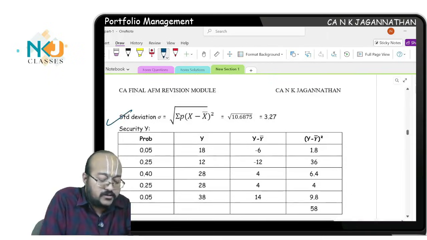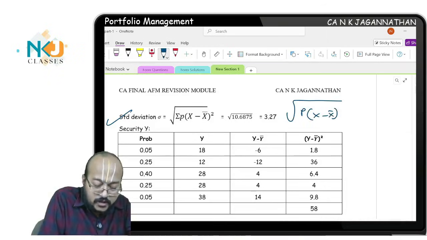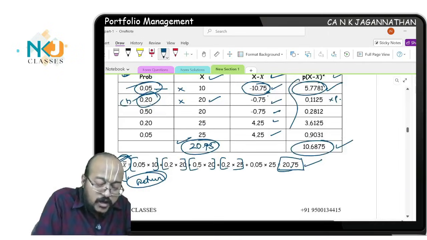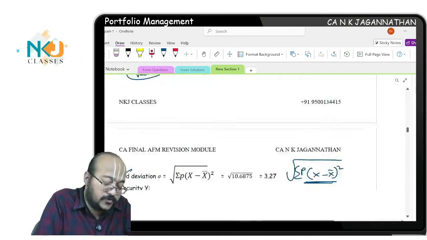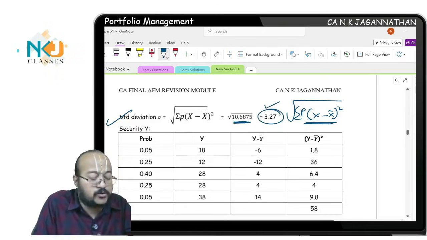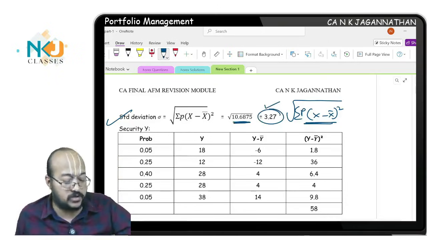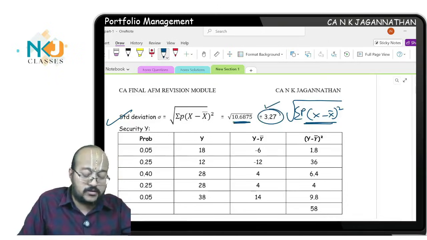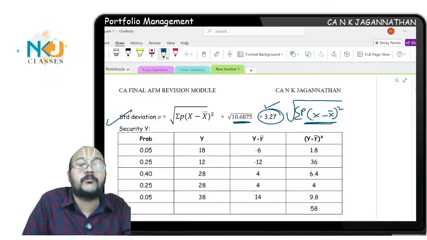So standard deviation is nothing but the square root of summation of p into x minus x bar the whole square. The summation of p into x minus x bar the whole square is nothing but 10.6875, which means the square root of 10.6875, 3.27%, is the risk for this security. Are you all understanding? Okay, this is how you will compute when probability is given.